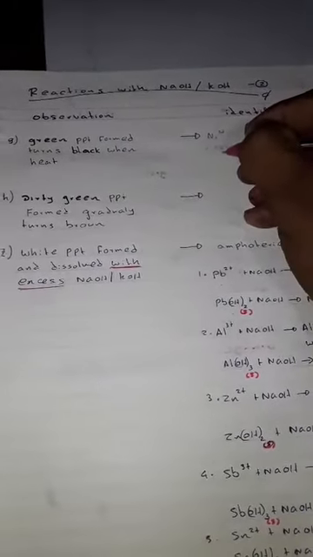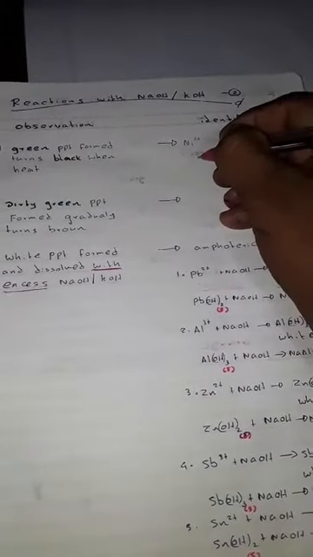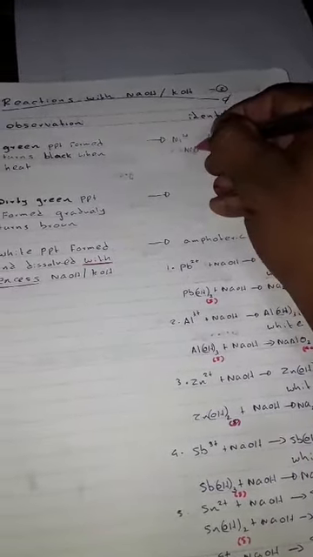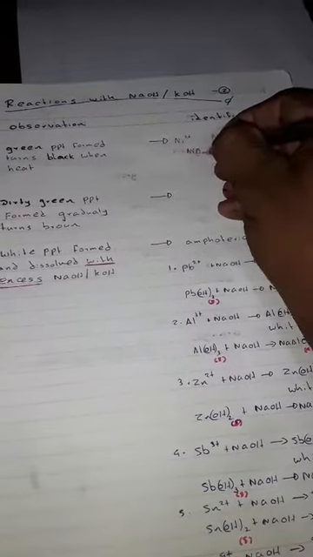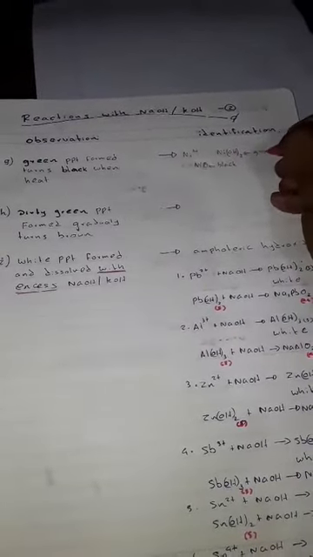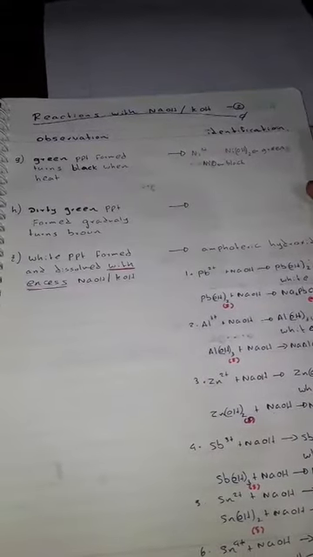And what is that black oxide? That is nickel oxide. The black color oxide is nickel oxide. This is the black thing, and this is the green thing, right?